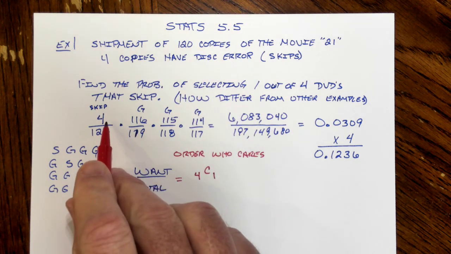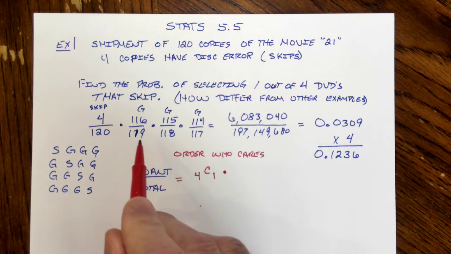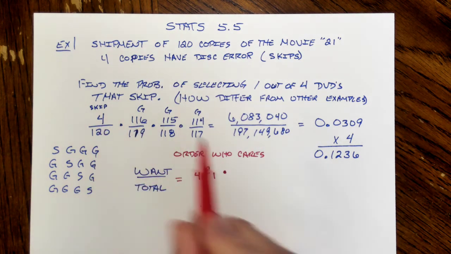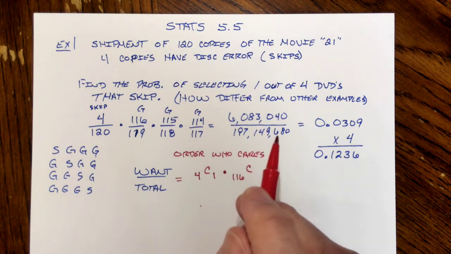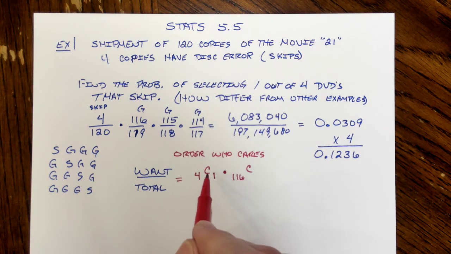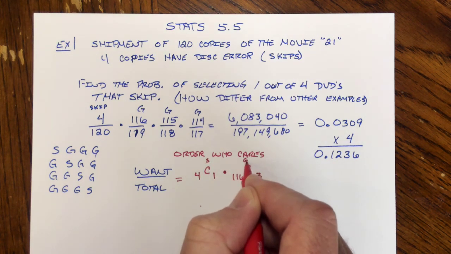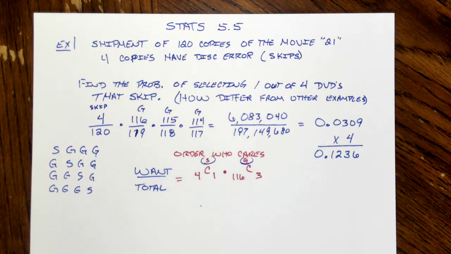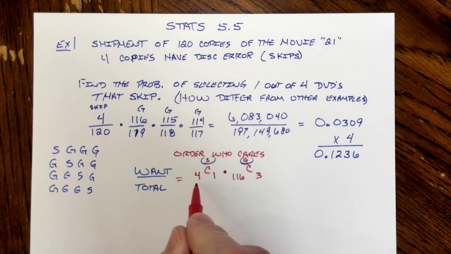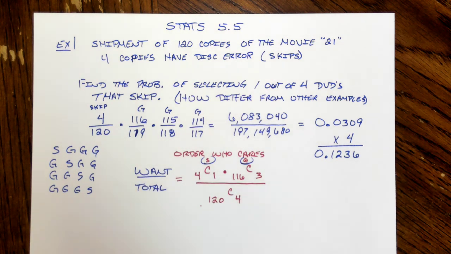What do we do with that? We multiplied it by all the good ones we were choosing, right? Times. Well, how many good ones do we have to choose from? Well, 4 are bad, 116. Combination, don't care the order they're in, but how many of those are we going to take? Well, if one of them is bad, we need 3 there. So these are the skips. Those are the good ones. Over, again, we're not caring about an order in this particular problem. We had 120 DVDs to choose from, and we were choosing 4.